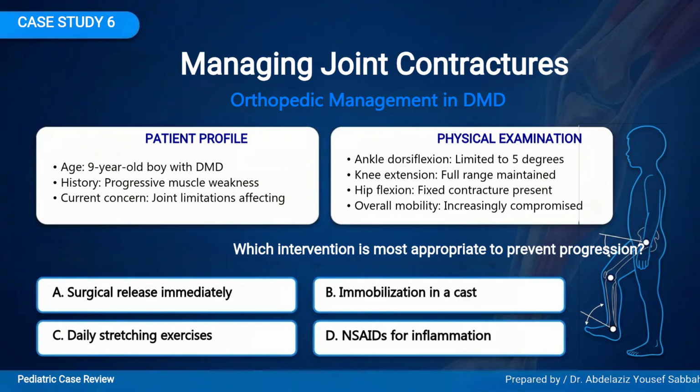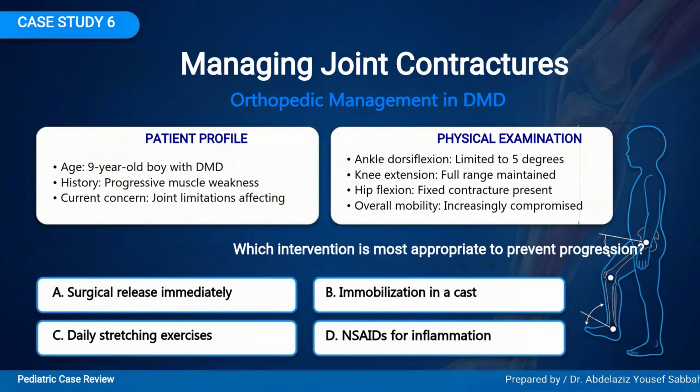Case Study 6. A 9-year-old boy with Duchenne muscular dystrophy presents with joint limitations affecting mobility. On physical examination, ankle dorsiflexion is limited to 5 degrees, knee extension has full range maintained, hip flexion contracture is present, and overall mobility is increasingly compromised. Which intervention is most appropriate to prevent progression?